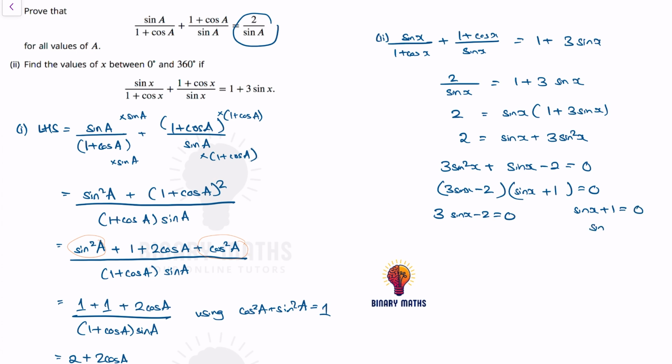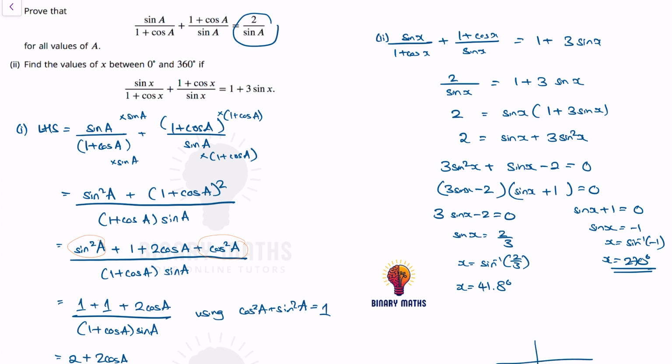The second equation is easier to solve, so let's solve that. x is equal to inverse sine of negative 1. I know between 0 and 360 there's only one solution, at 270 degrees. The first equation means sine x is equal to 2 over 3, so x is equal to inverse sine of 2 over 3. If I put that into my calculator, I get 41.8 degrees.